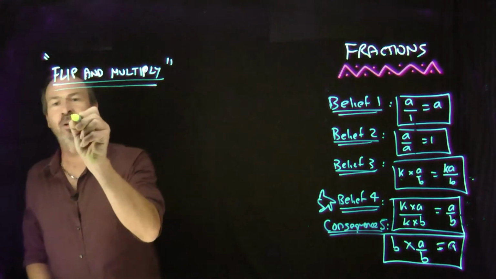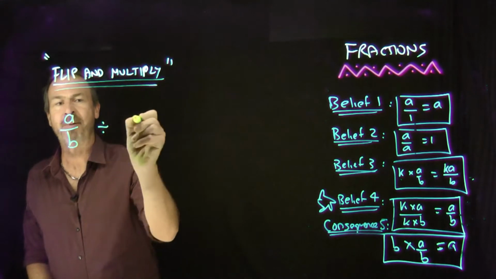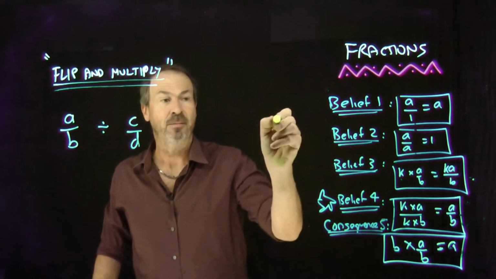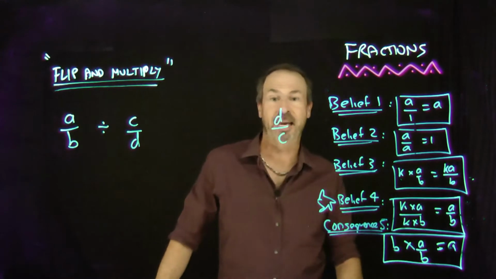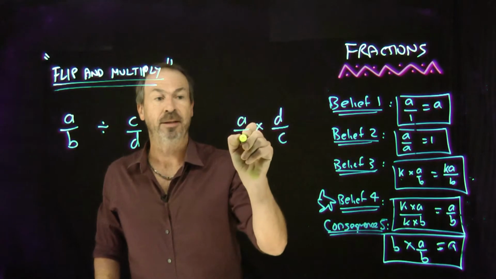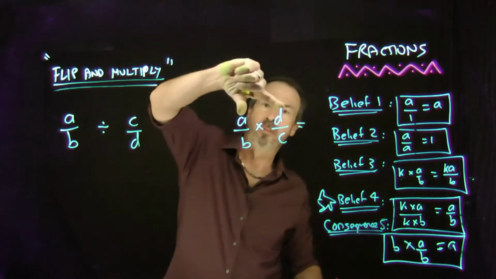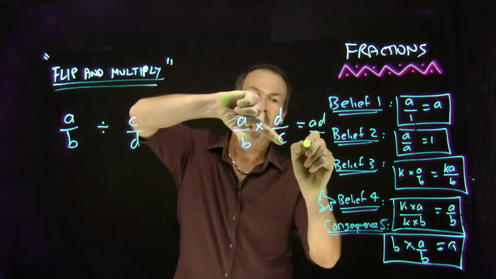Okay, but let's be clear. What are they saying? So you've got a fraction, say a over b, and you want to divide by another fraction, c over d. What they say really is flip the second fraction, that is, invert it, make it d over c instead, and multiply those. Now, what we did in the other video, multiplication of fractions turns out to be multiply the numerators, a times d, multiply the denominators, b over c.